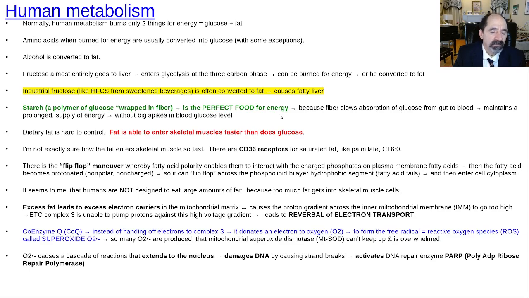Okay, human metabolism really only burns two things for the most part, under normal conditions: glucose or fat. During starvation, you can burn ketone bodies. Amino acids are usually going to be converted into glucose. Sometimes they can be converted into other things, but usually into glucose. Alcohol is pretty much just converted into fat. It's like liquid fat. It's been described as that. Fructose almost entirely goes to the liver, and when it's just in fruits, it comes packaged with all the fiber, antioxidants and whatnot. But when it comes from a liquid sweetened beverage, high fructose corn syrup, you get this giant bolus, and that largely gets made into fat in the liver, and it predisposes to fatty liver.